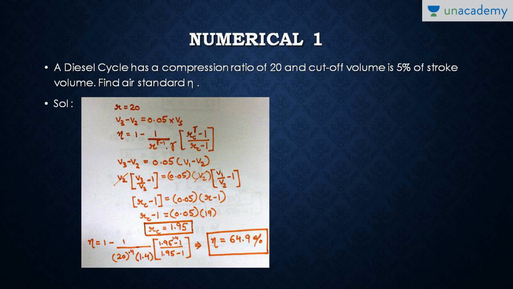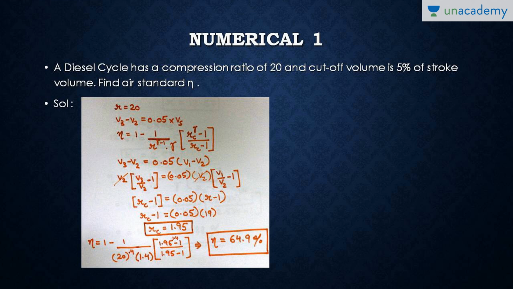So how we will proceed? We will simply write whatever is given in the question, and we will recall the efficiency formula for diesel cycle. The efficiency formula for diesel cycle was 1 minus 1 upon r raised to power gamma minus 1 into 1 upon gamma into bracket Rc raised to power gamma minus 1 upon Rc minus 1. That was the formula for diesel cycle, in which Rc was the cutoff ratio and r is the compression ratio. Right. So r is given, which is 20, and the condition, V3 minus V2 is equal to 0.05 into Vs, is given. So the formula for efficiency we have, and we have written V3 minus V2 is equal to 0.05 into V1 minus V2.